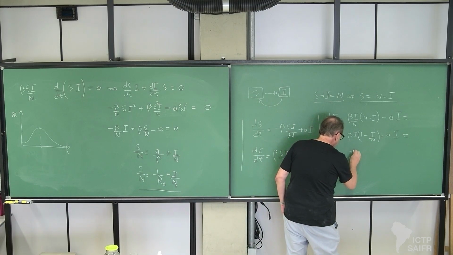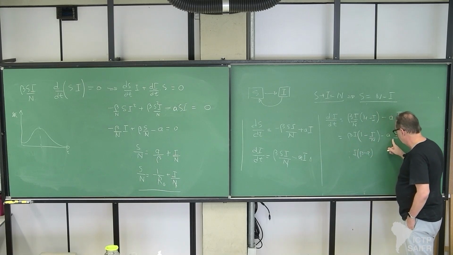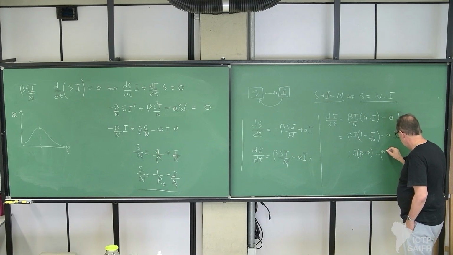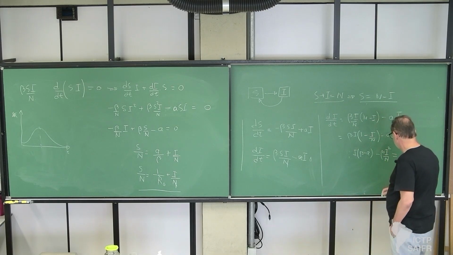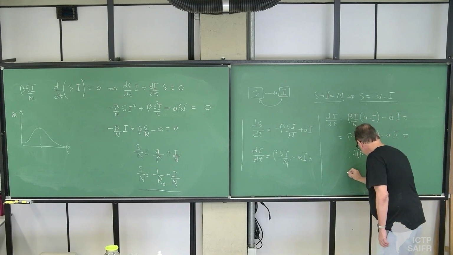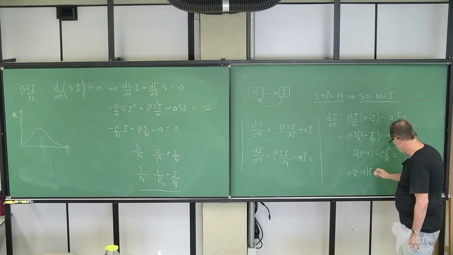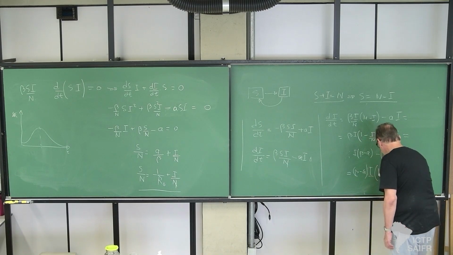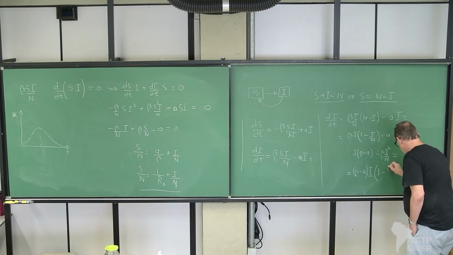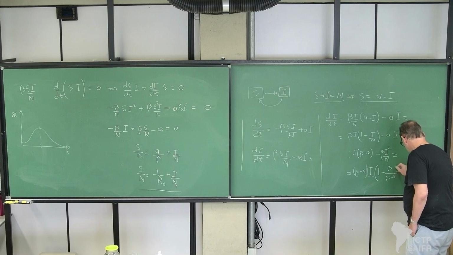Let's write the linear term as I times (beta minus a). This is the first term and this one, and then you have minus beta I squared over N. Now I put in evidence beta minus a, so I will have (beta minus a) times I, times 1 minus beta over (beta minus a) times I over N.